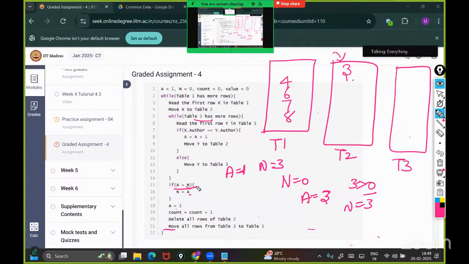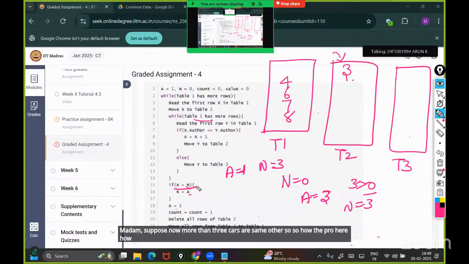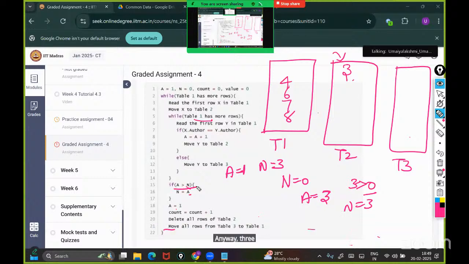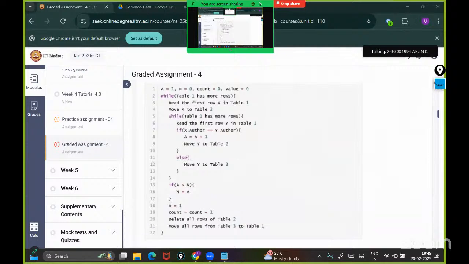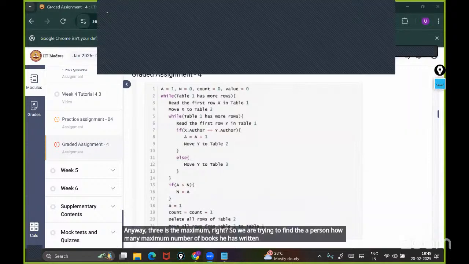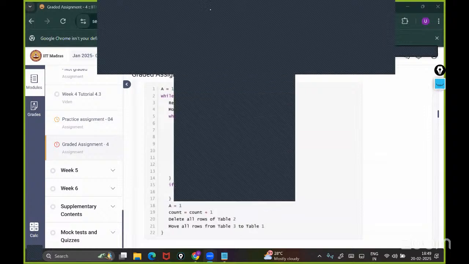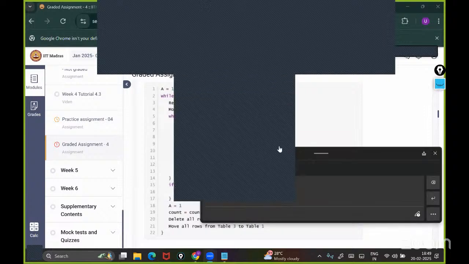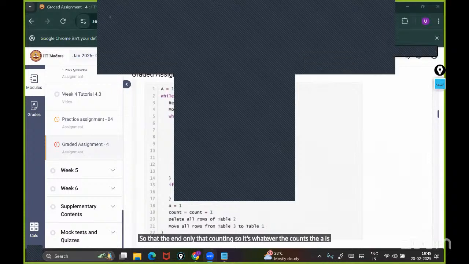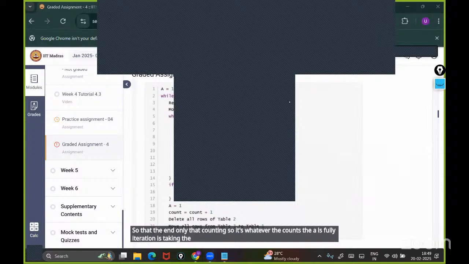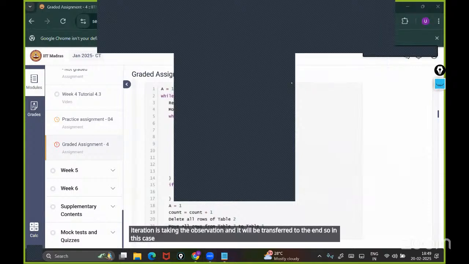Suppose now more than 3 books are by the same author. How will that be detected here? Anyway, 3 is the maximum, right? So we are trying to find, for a person, the maximum number of books he has written. So n is only that counting. Whatever the counts are, A goes through the full iteration, takes the observation, and it will be transferred to n. So in this case, 3 will be transferred, right?